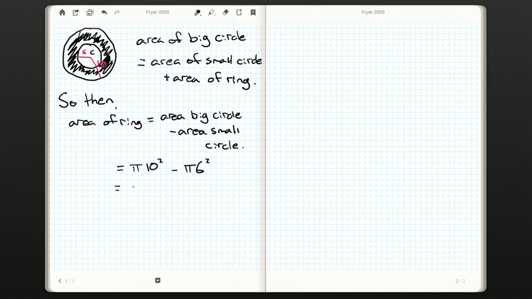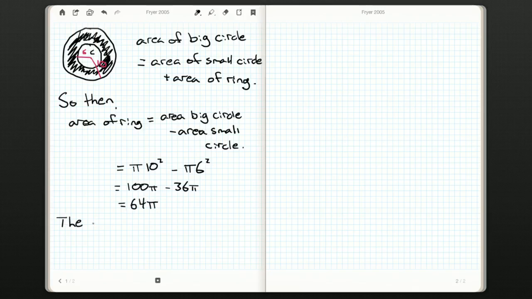So 10 squared, that's 100. So we have 100 pi. And then 6 squared, that's 36. So 36 pi. And we can work that out on our calculator if we so desired. So 100 minus 36, that's how many pi's we'll have. We get 64 pi as our final answer.